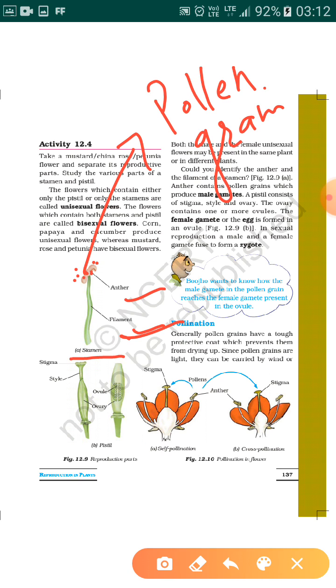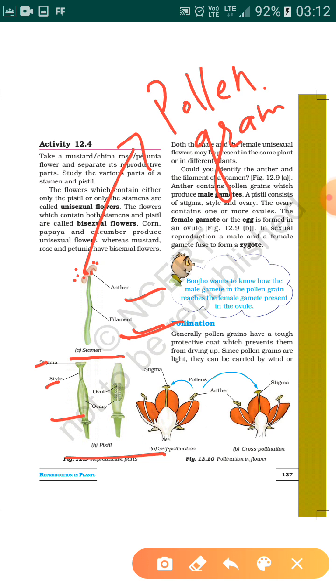Now see the female reproductive part. The female reproductive part is called pistil, or it is also called carpel. It comprises the stigma, the style, and the ovary. These are the three parts. So stigma plus style plus ovary is called pistil. Inside the ovary there are ovules.